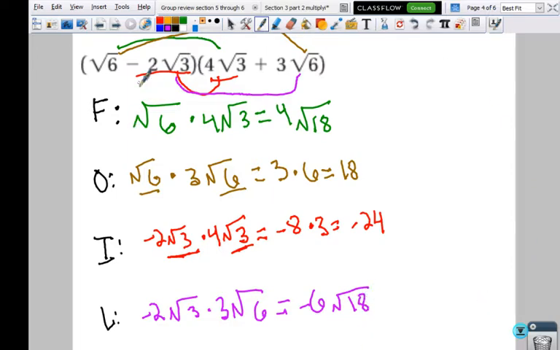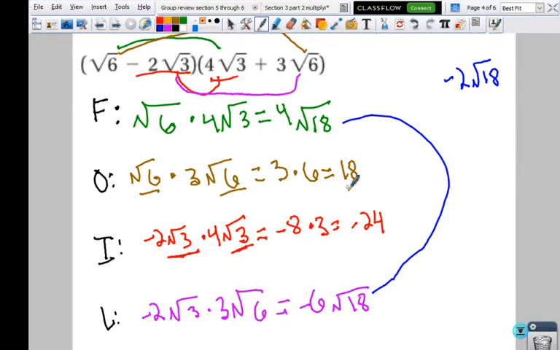Alright, we are not done yet though. We've got to see what we can combine, if anything. So Lily, can I put this 4 square root of 18 with something? The negative 6 square root of 18. So these are both square root 18s, right? I can put these together and do 4 plus negative 6, which makes negative 2 square root of 18.